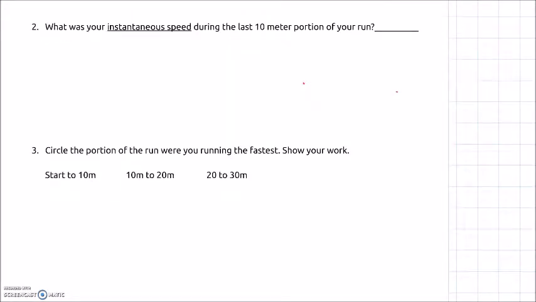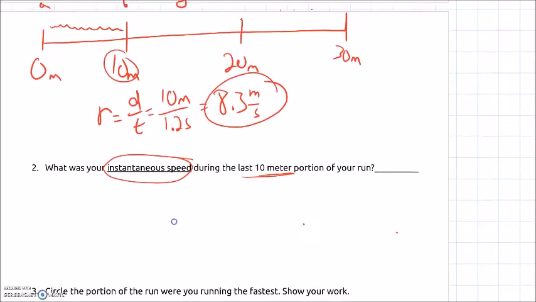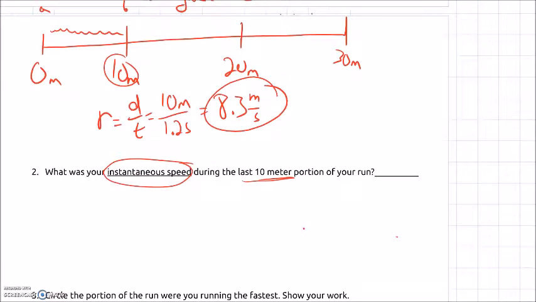Moving on to number 2. Number 2 asks for the instantaneous speed for the last 10 meters of our run. So let's go look at this timeline we've already drawn up here. We know that it took 2 seconds for us to run to 20 meters, and it took 5 seconds for us to run a total of 30 meters.